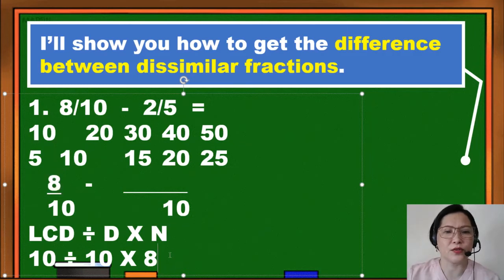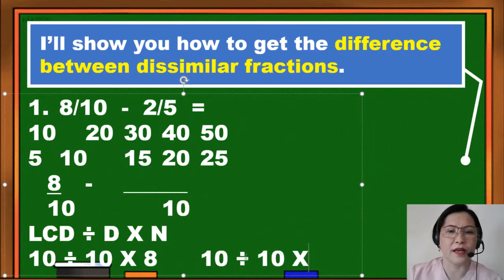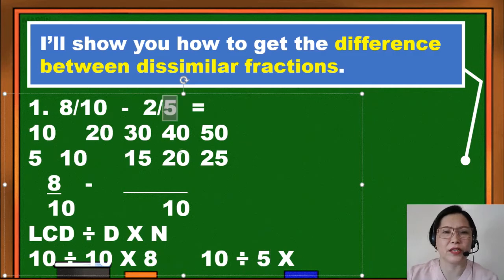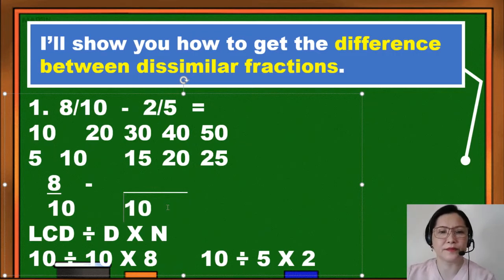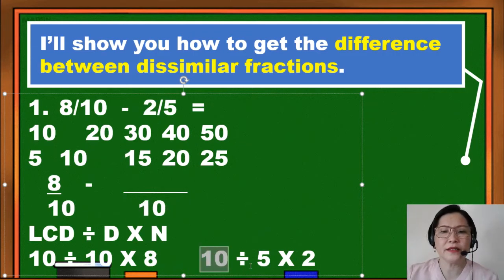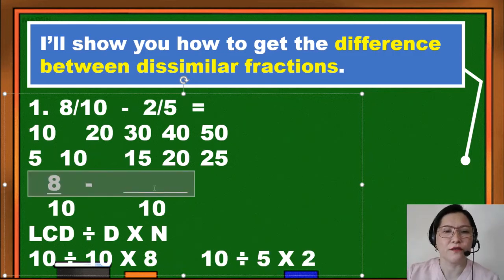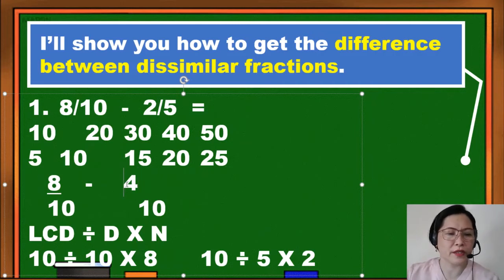And then let's do the next one. That will be 10 divided by the denominator again, 10 divided by 5, times 2. So what will be the answer to that? 10 divided by 5 is 2, times 2 is 4. So I will write here 4.